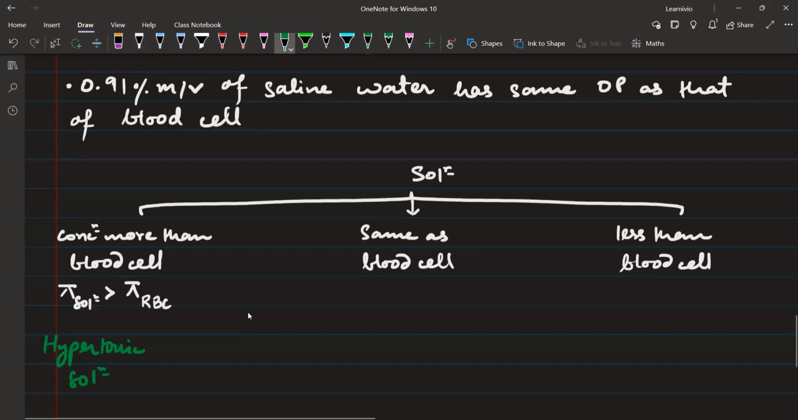Now, when the concentration is the same, the pi of solution will be equal to the pi of RBC, and we call this type of solution an isotonic solution.